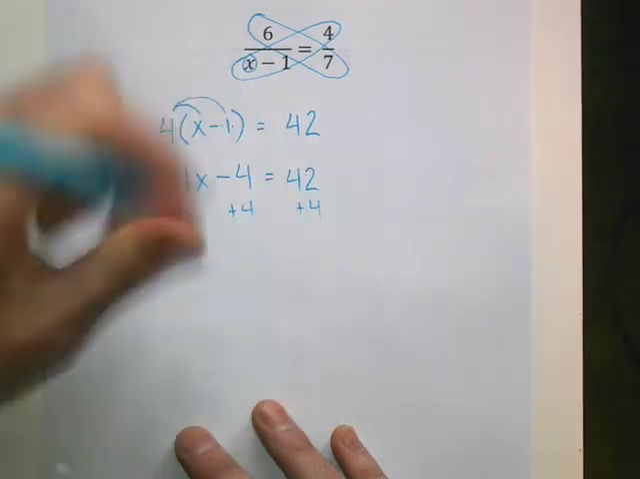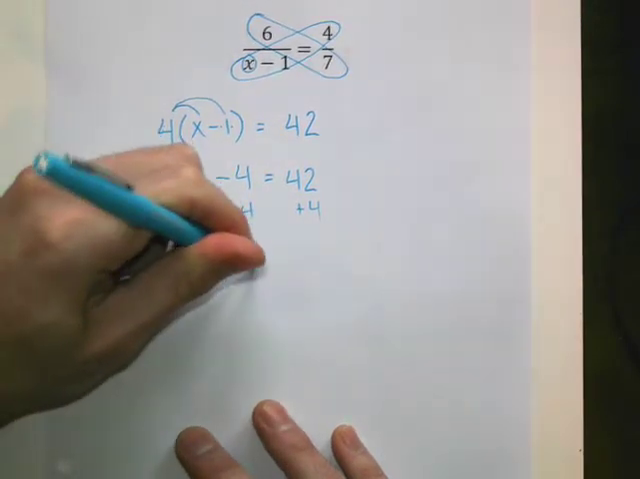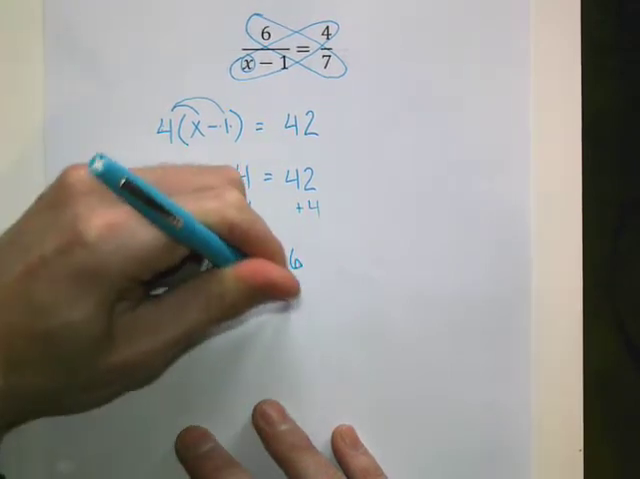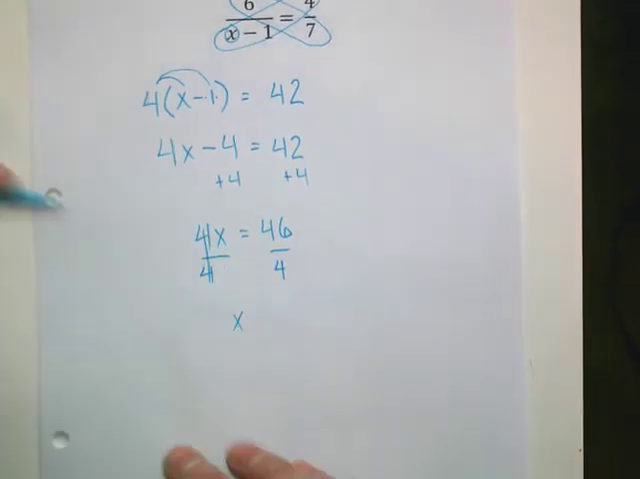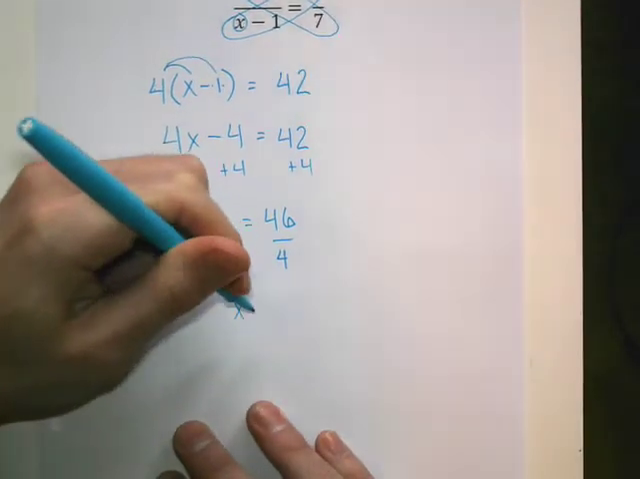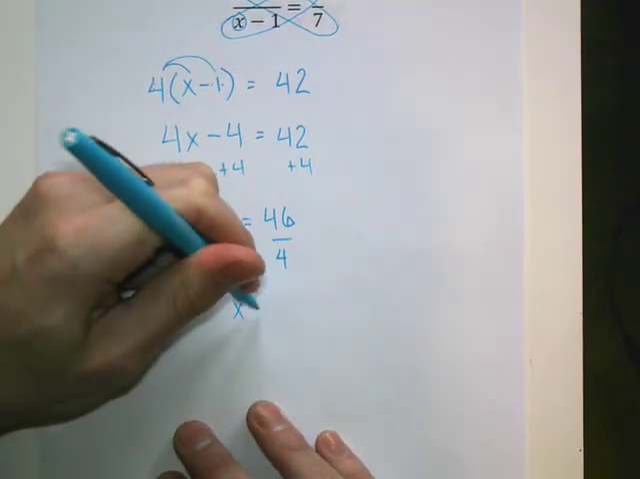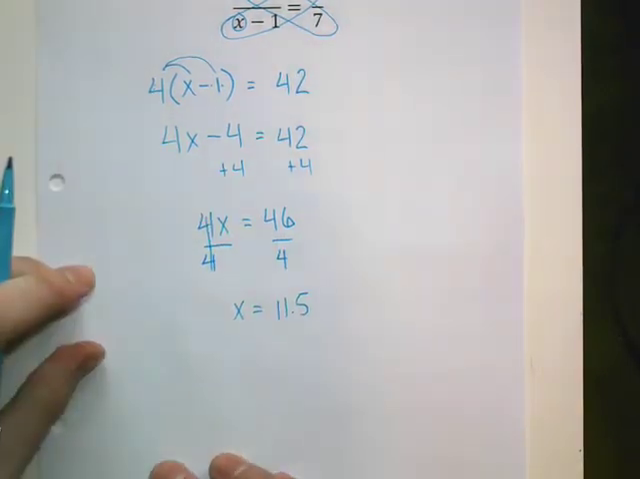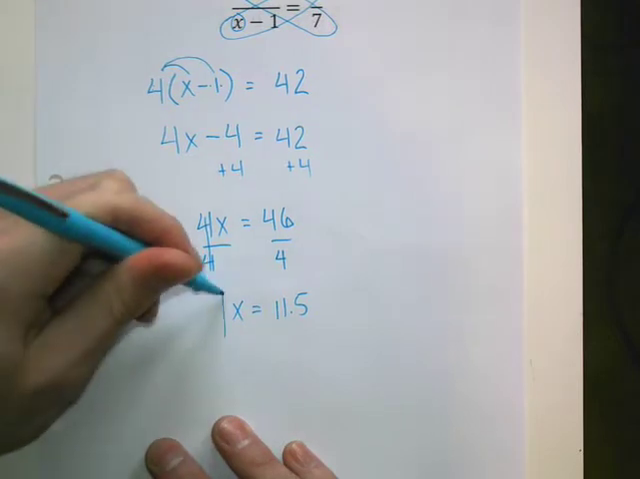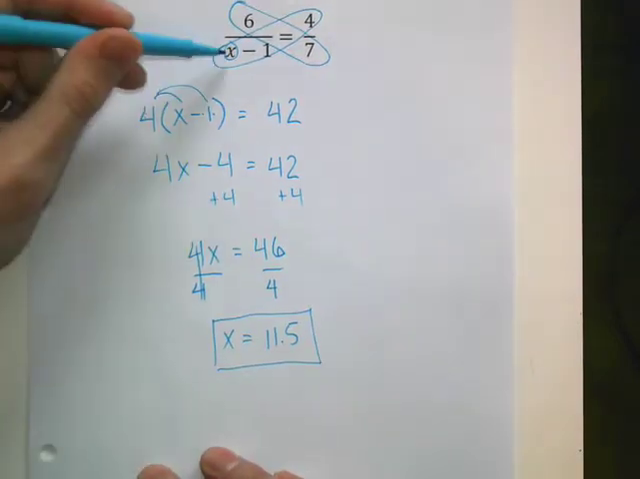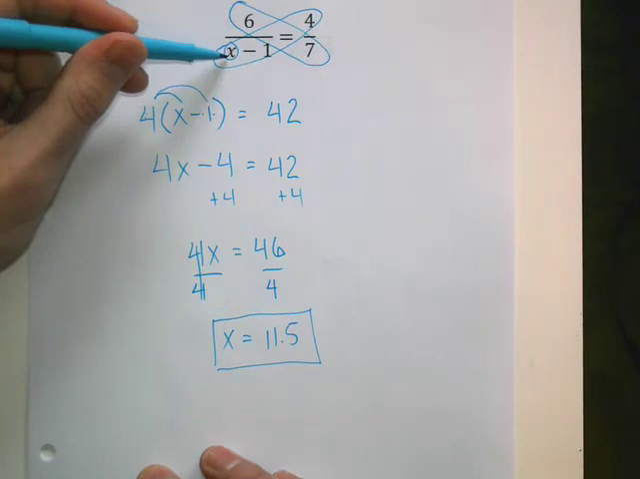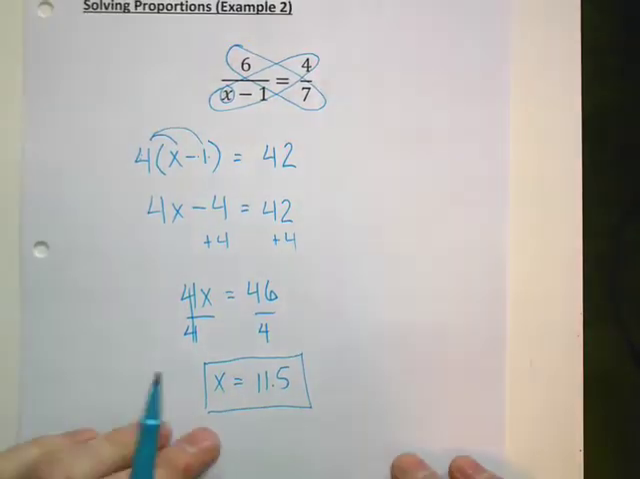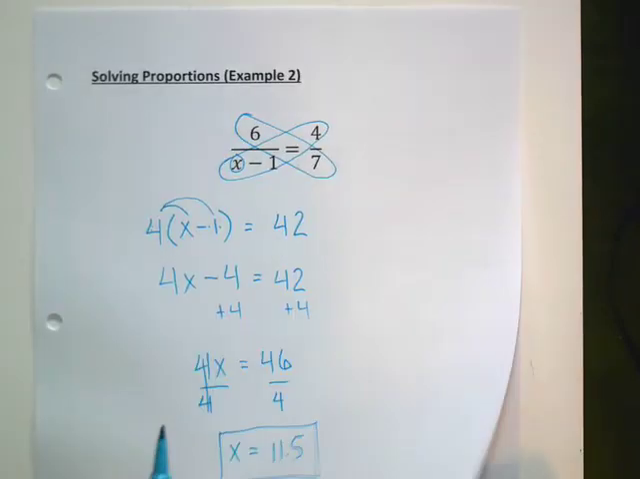So I'm going to add 4 to both sides. So I have 4x equals 46. Now I'm going to have to divide. And I have 46 divided by 4. When you do that, you get x is equal to, let's see, 11.5. Okay? And so if you were to plug in 11.5 for x, okay, these two ratios would be equal to each other. That's our proportion. Okay? All right, let's do 2 more.